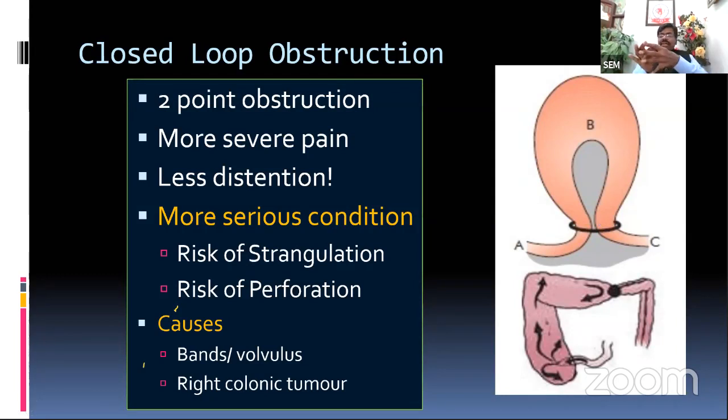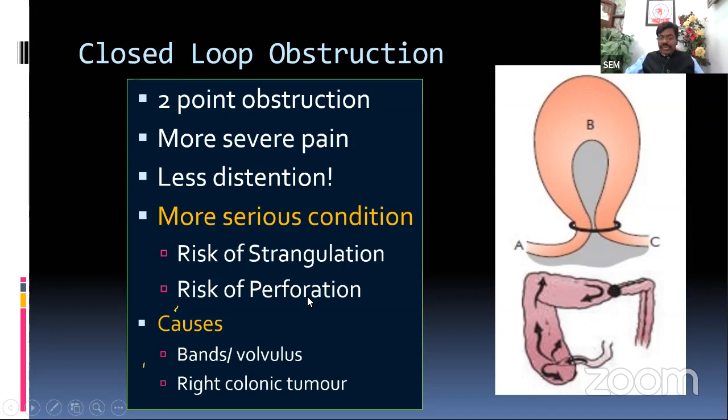But because it's like a constriction, like somebody strangulating you by the neck, the patient has some classical features. What are they? The obstruction is at 2 points, both proximally and distally. The pain is more severe, but the distension of the abdomen is less, because only one loop, not the whole small bowel, is distended. But it is a very serious condition, because unless you release this band, this bowel is going to go for a strangulation. Risk of strangulation is there, and also there is a risk of perforation.